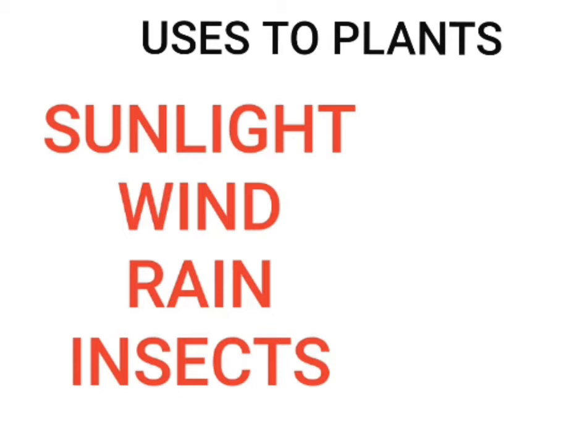So children, before starting our topic, I want you to explain in your own words how each of the following things is useful to plants, that is sunlight, wind, rain and insects. I want you to write one use for each of the following.